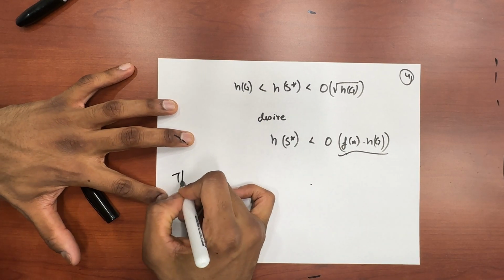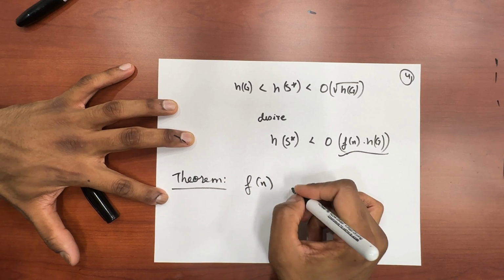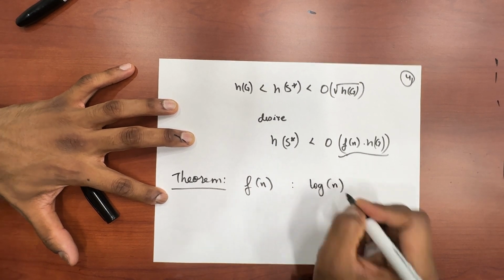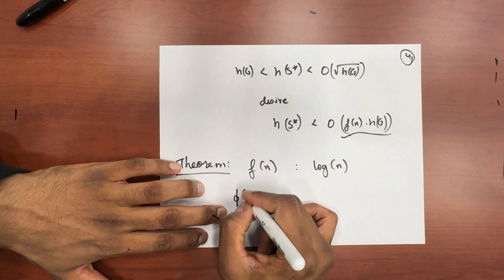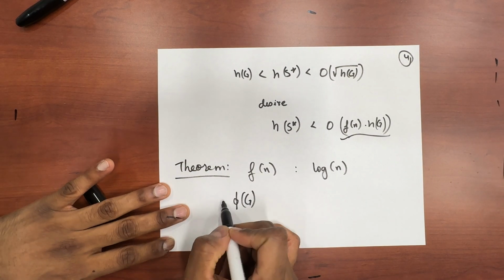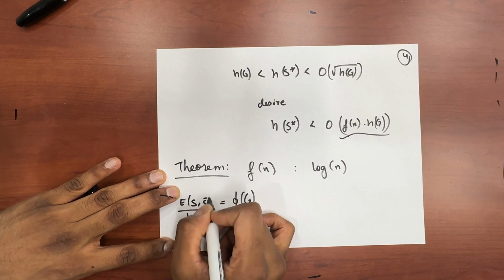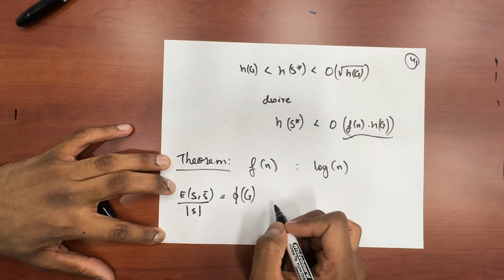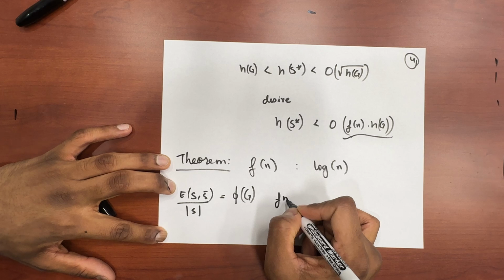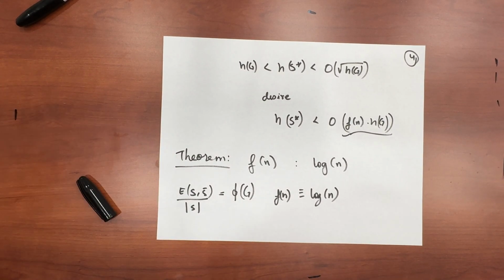So the theorem is that indeed we can find an f of n approximation, and this f of n would be log n. We'll see how. So the theorem is that phi of g, now I'm talking in the most general case, which, let me remind you, is edges between S and S bar divided by the number of elements in S, where S is the smaller of the two sets, can be approximated with a factor of f of n, where f of n is log n. That's the theorem. So we'll prove this theorem.